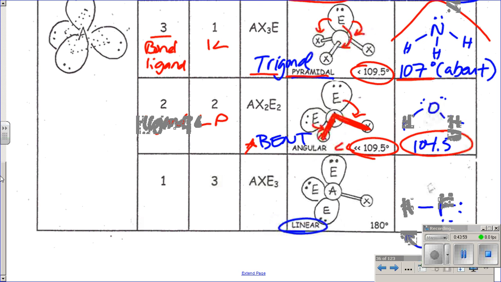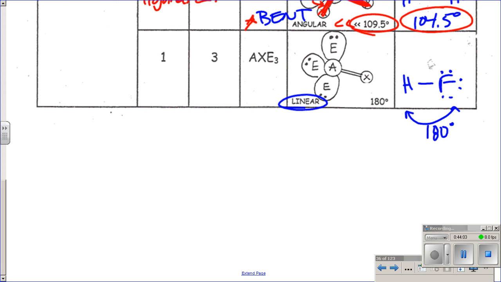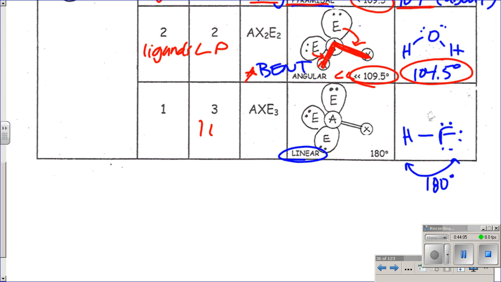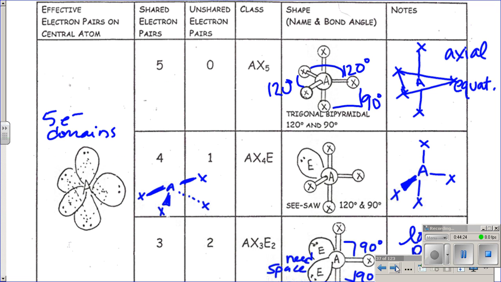The last and final shape, I'll say, is kind of weird. You've got 3 lone pairs and 1 ligand, kind of. And so I actually gave you an example over here, hydrofluoric acid. So around this one you've got 3 lone pairs, but still the shape here is just a straight line between the 2 atoms, so therefore it's linear, and you can see the 180 difference.